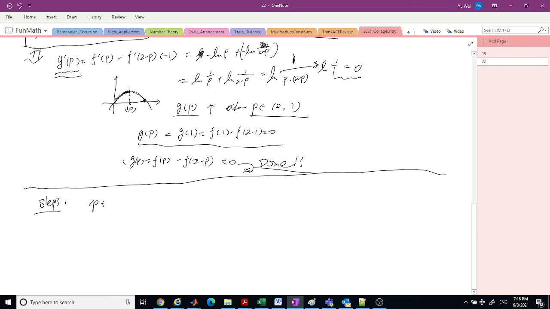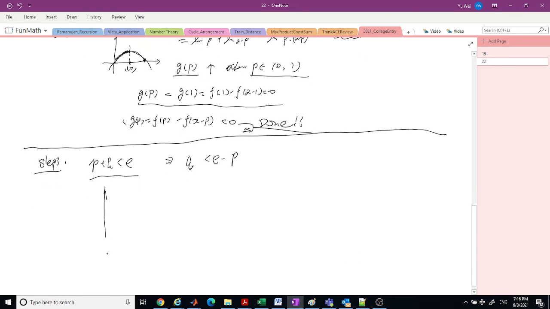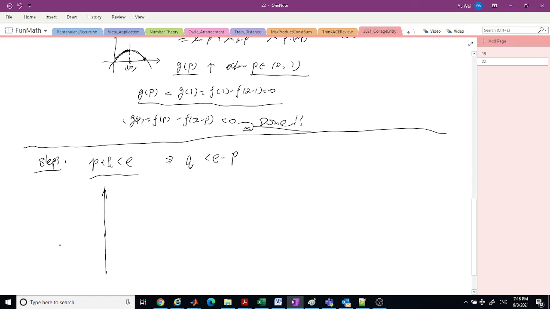We need to do a similar thing to prove that p plus q is less than e, which means q should be less than e minus p, right? So in this case, let me duplicate that picture here. So we have x, it's (1, 1), and (e, 0), so it's like this.